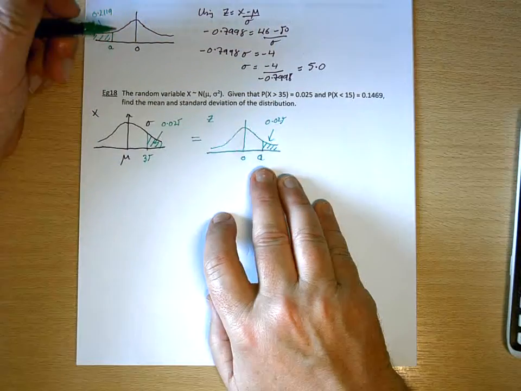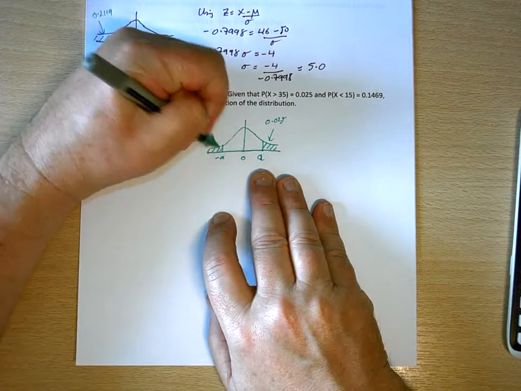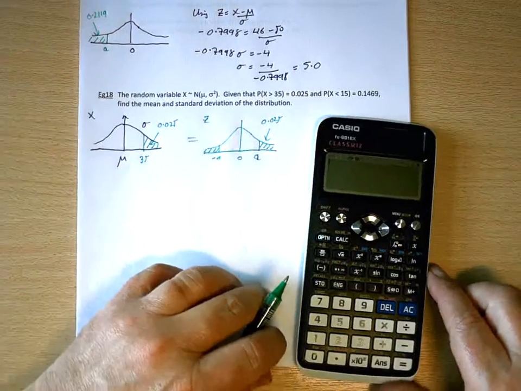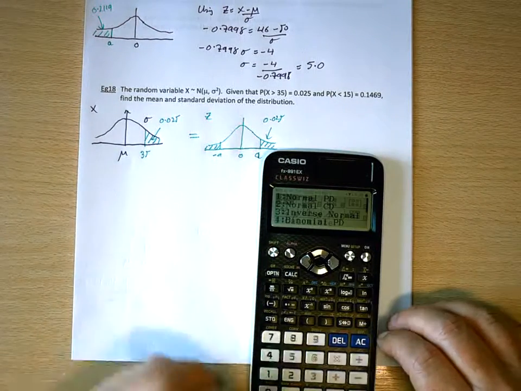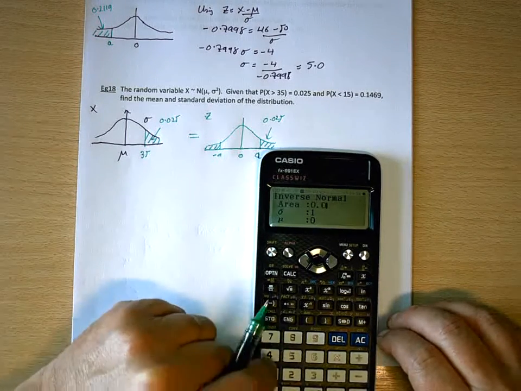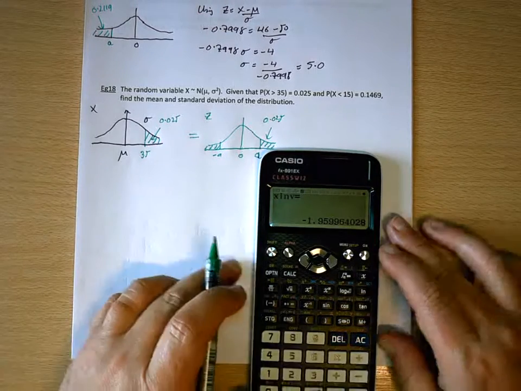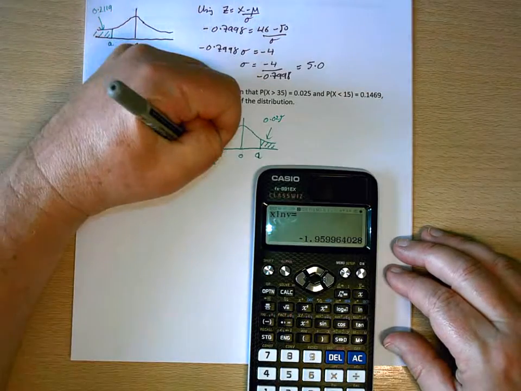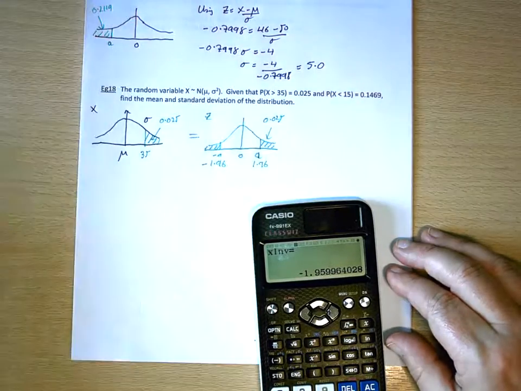and work out the value of a, but remember what I'm going to end up with is minus a. So menu 7, inverse normal, area 0.025, so that's 1.96, which means a is 1.96.